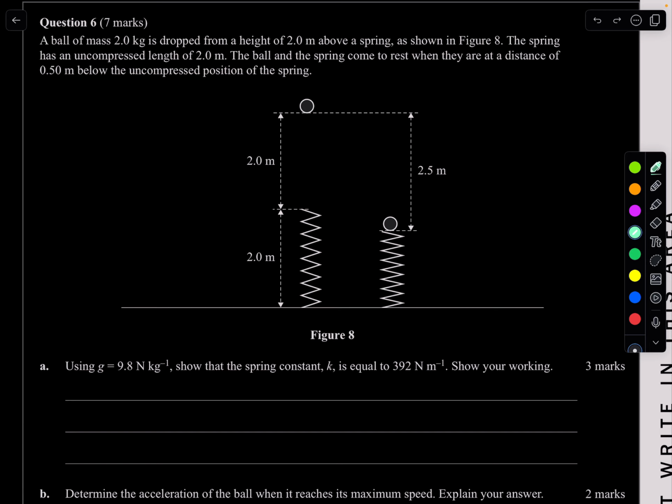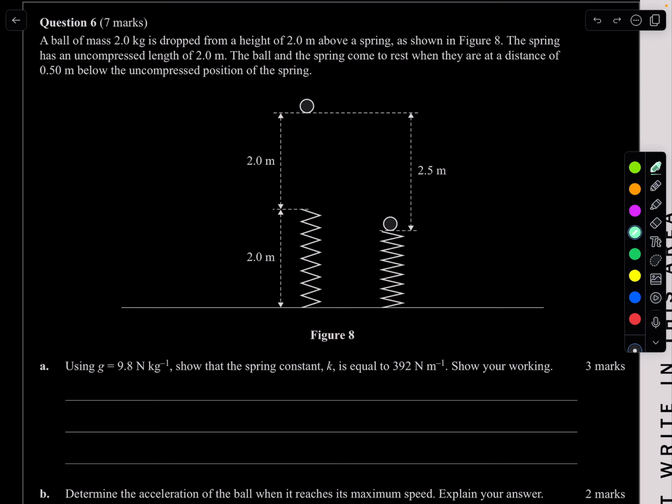Question 6. A ball of mass 2 kilograms is dropped from a height of 2 meters above a spring as shown in figure 8. The spring has an uncompressed length of 2 meters. The ball and the spring come to a rest when they are at a distance of 0.5 meters below the uncompressed position of the spring. Using 9.8 newtons per kilogram as g, show that the spring constant k is equal to 392.